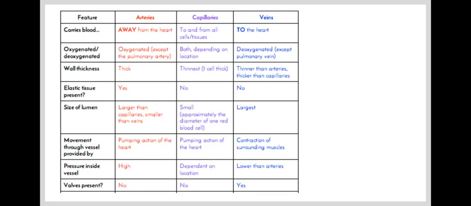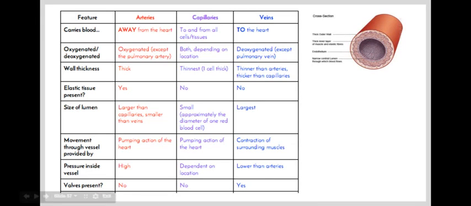The walls of arteries are quite thick with a number of different layers. As we can see in this picture, we have a smooth outer layer, but then inside we have a thick muscular wall and an elastic layer, which helps the blood to pump through and ties into the movement through the vessel. So the size of the lumen is larger than capillaries, but when we have a look at veins, we will see that the lumen of the veins is bigger.